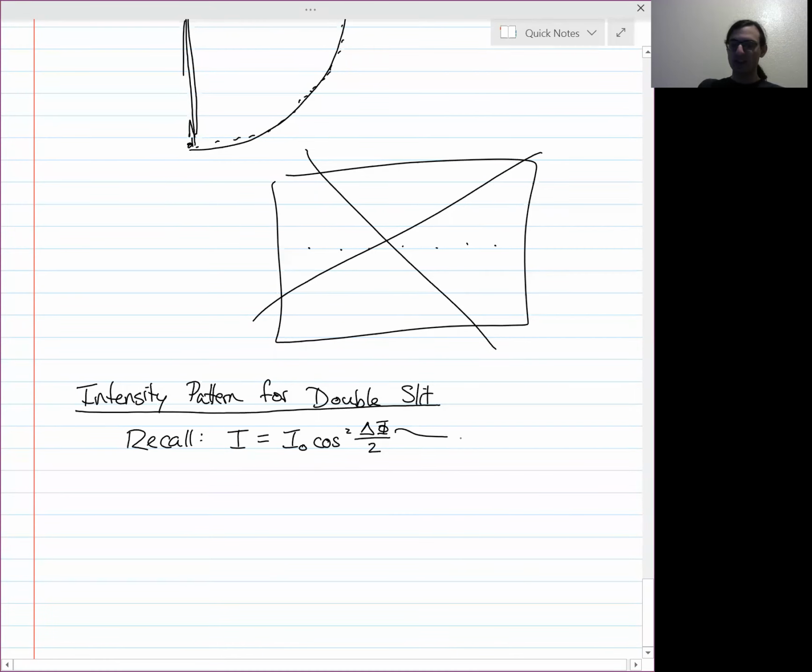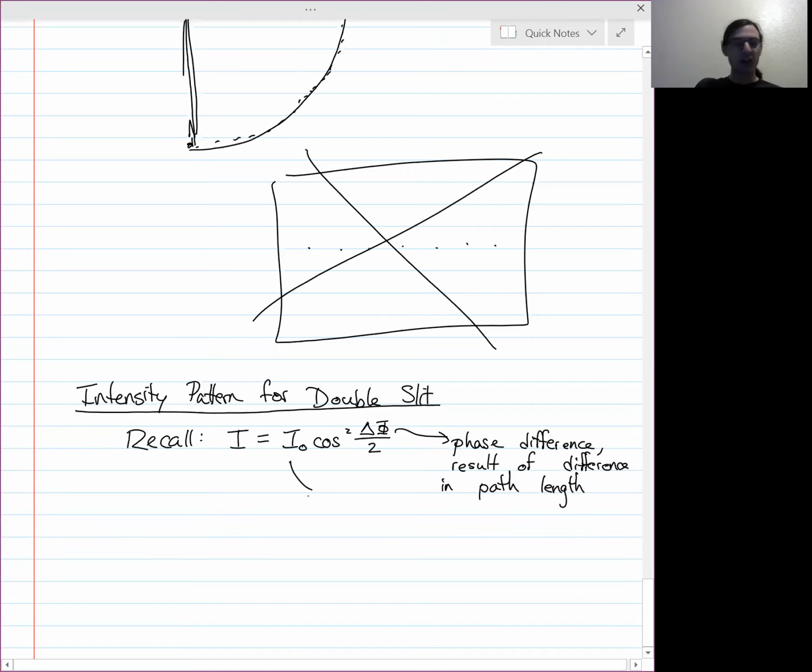So remember that this is the phase difference. And in this case, it is the result of difference in path length. So one light source travels further than the other light source, and so they'll have a difference in overall phase at that particular position. So this tells us the intensity at a particular spot on our screen, effectively.